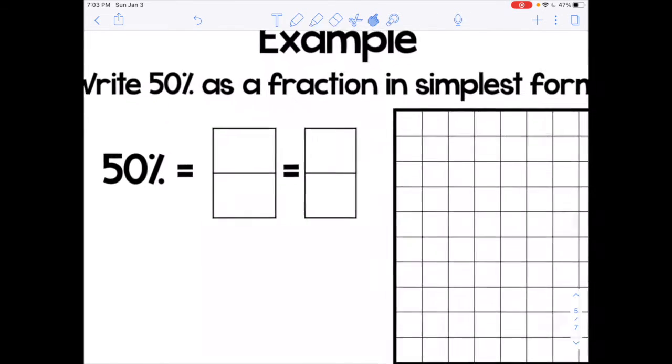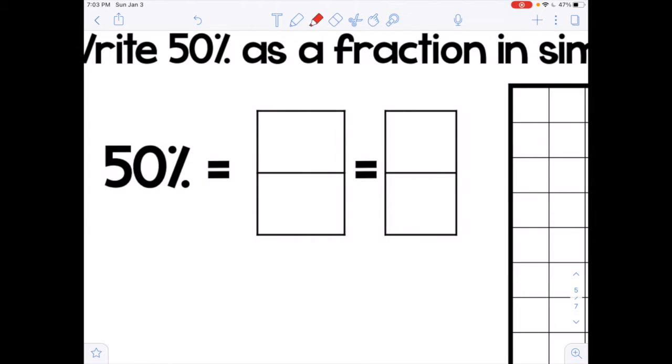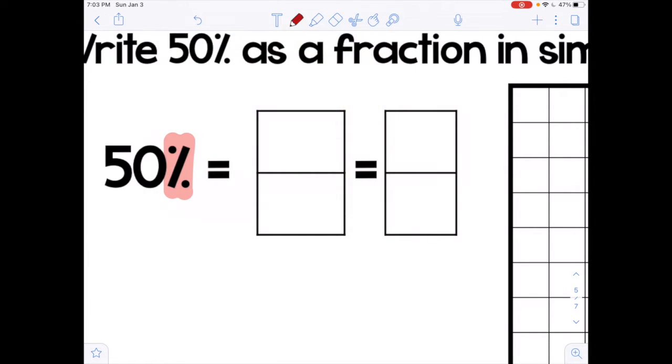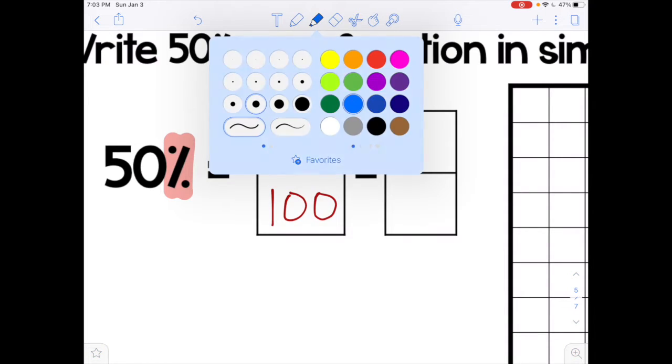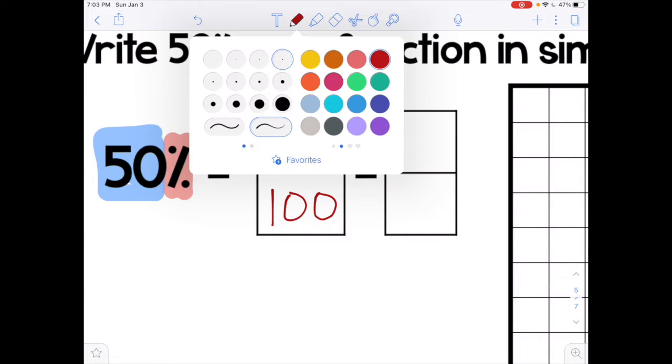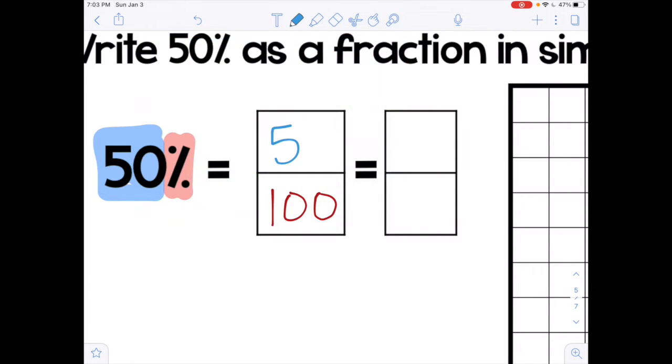Well, the very first thing we have to do is remember that this percent sign right here is really the number 100 all scrambled up. So that percent sign is 100. It goes on the bottom. And that number in front of the percent sign, 50, goes on the top. So 50% means 50 out of 100.